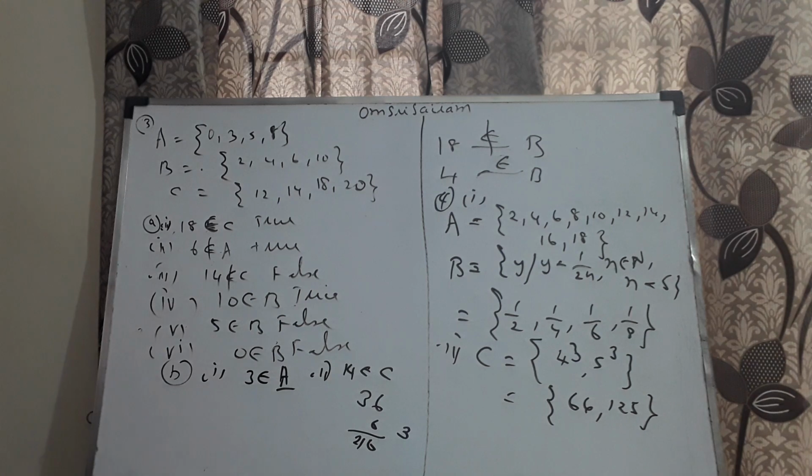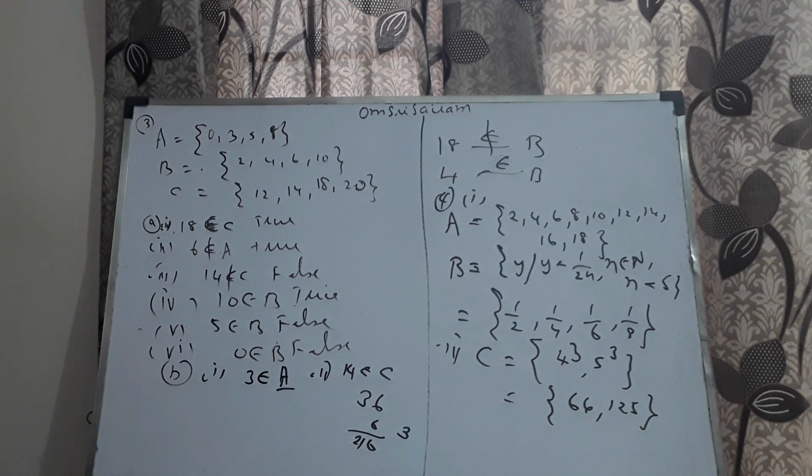Let me just check once again. He says, set of all x, x is a perfect cube, 27 less than x less than 216. 27 is 3 cube and 216 is 6 cube. Now I have to write 4 cube and 5 cube. 4 cube is 64, 5 cube is 125.